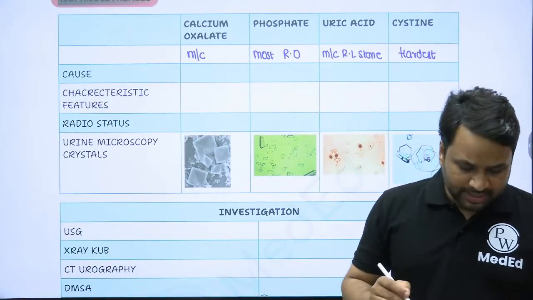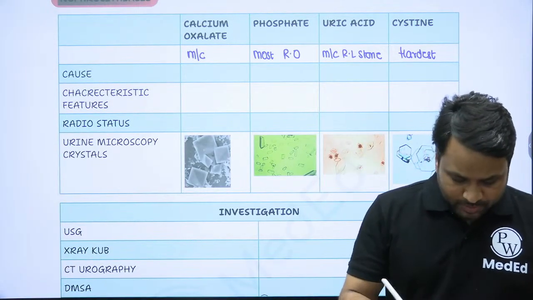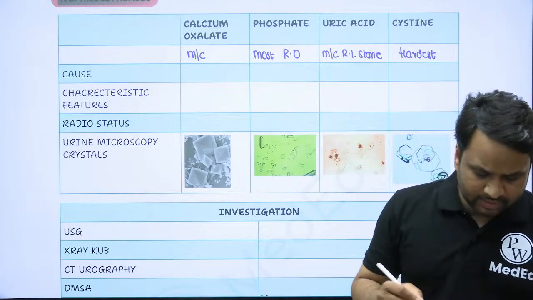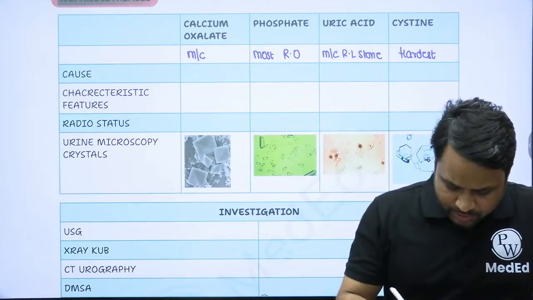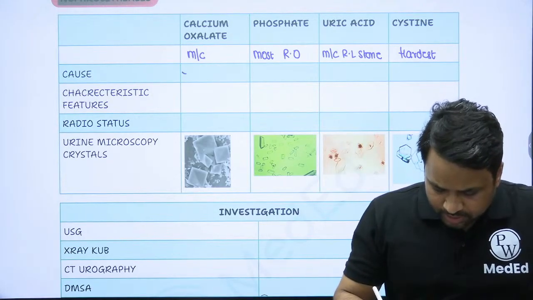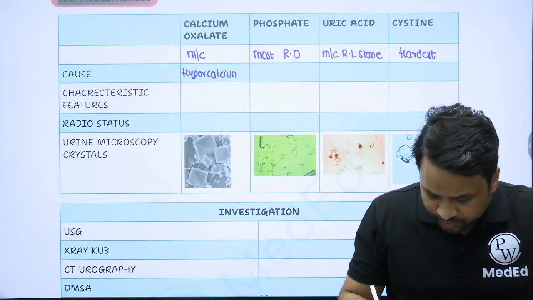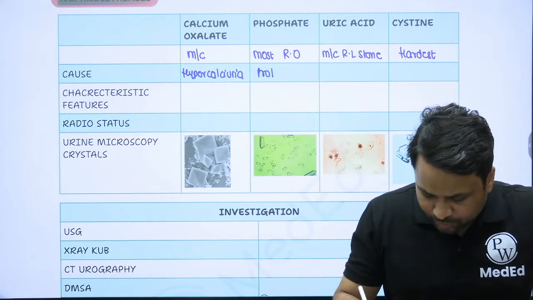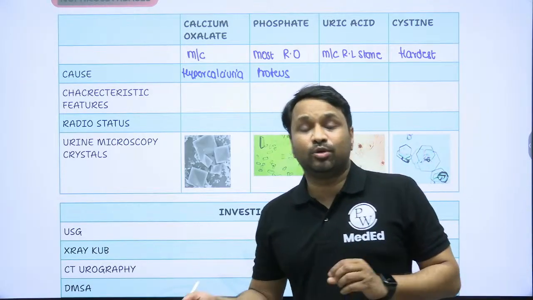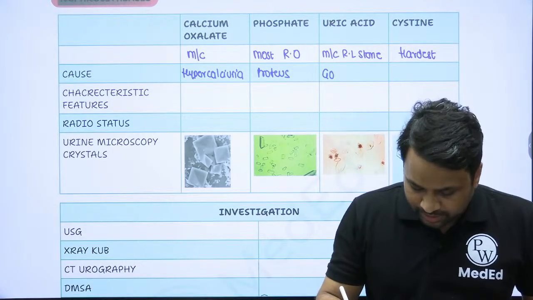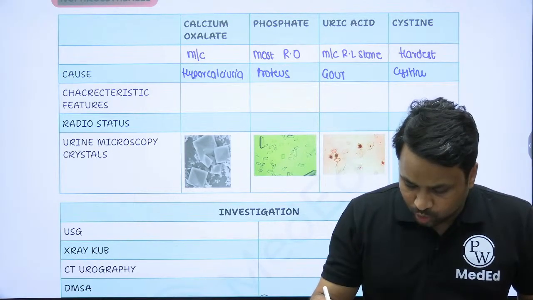What is the characteristic feature that you're going to see? When you look at the cause, calcium oxalate is because of anything that results in excessive calcium excretion, so it could be hypercalciuria, hyperoxaluria, and all that. Phosphate is because of protease infection. Uric acid stones are because of excessive uric acid production, for example in gout. And cysteine stones are because of cystinuria.